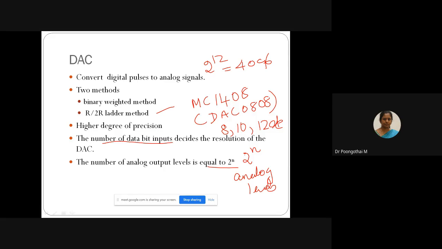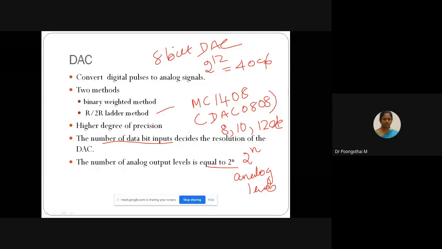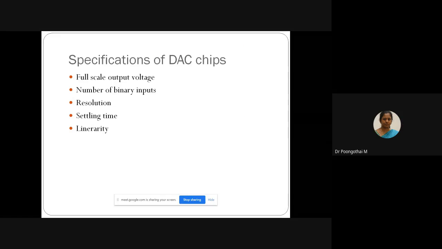There are also 16-bit DACs, but they are expensive. More bits means ICs are more expensive. So in our experiment, we are using an 8-bit DAC. Nowadays DAC is available as a single chip. The specifications of a DAC are full scale output, number of binary inputs, resolution, settling time, and linearity. We will see them one by one.